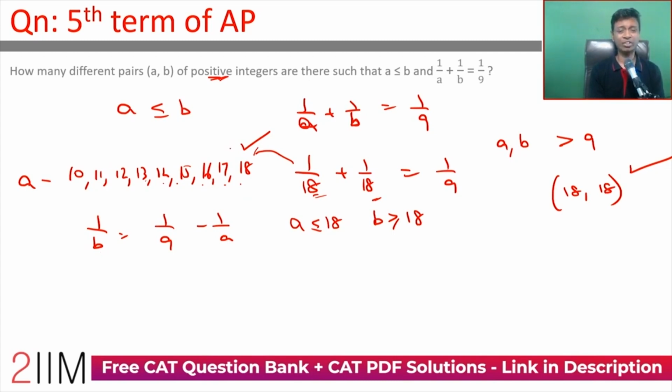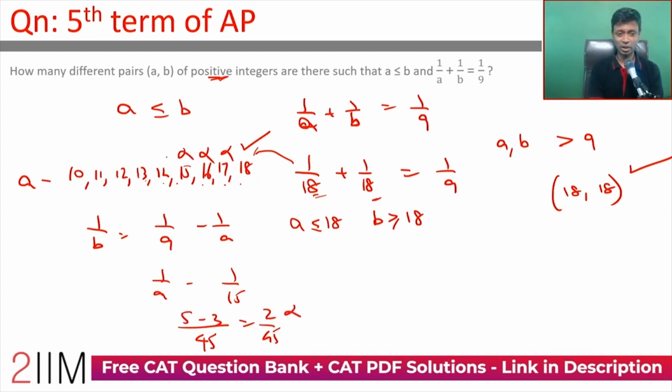Straight away you can sense that 17 won't work. 1 by 9 minus 1 by 17. 17 minus 9 by 17 into 9. It won't factorize. That's out. 1 by 9 minus 1 by 16. Nothing in common. It will be 7 by something. Doesn't work. 15 could work. 1 by 9 minus 1 by 15. So the denominator could be 45. 5 by 45 minus 3 by 45. 2 by 45. Funnily enough, that doesn't work.